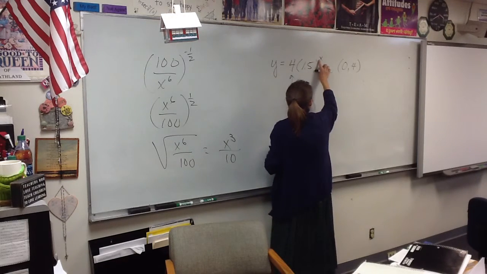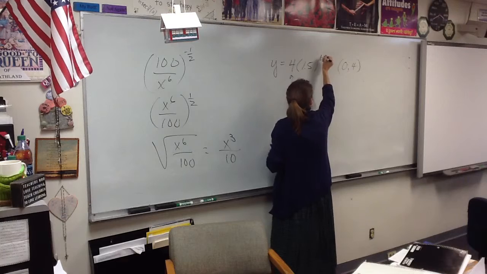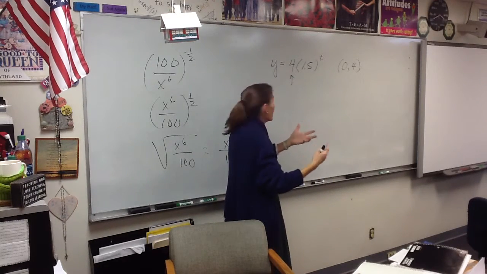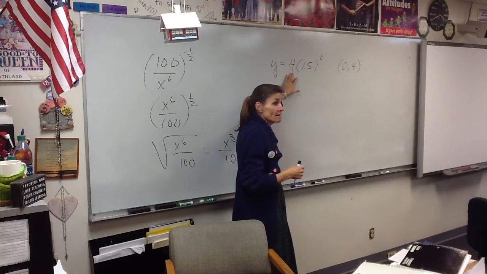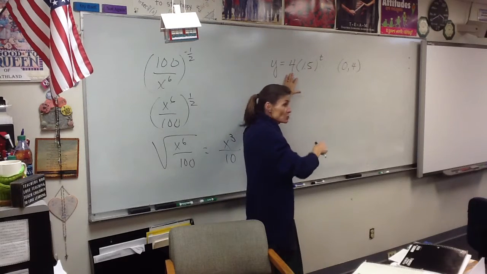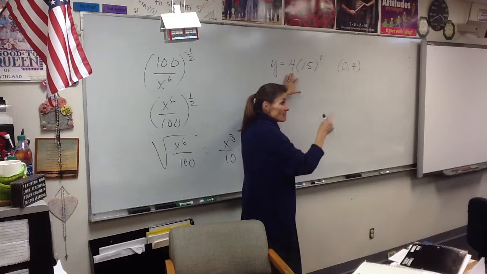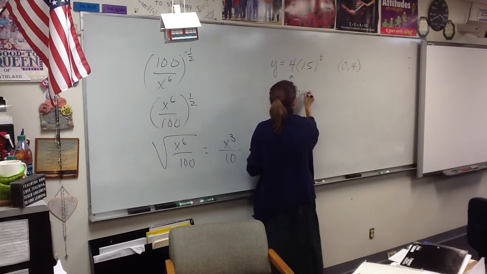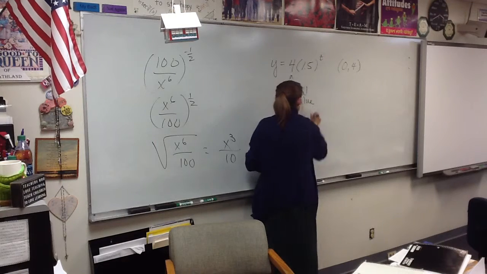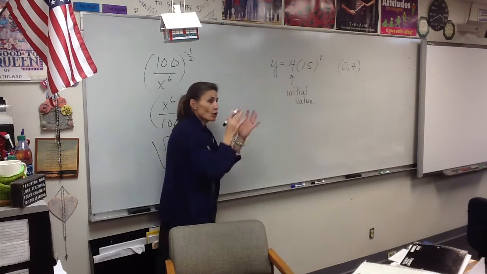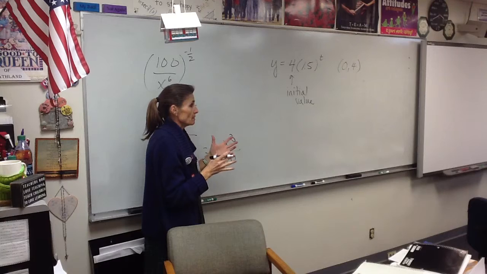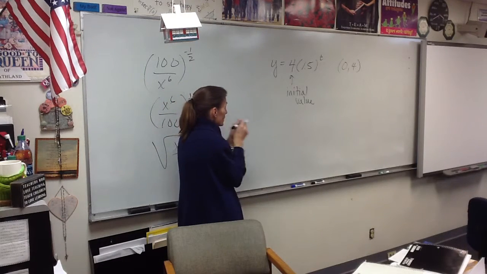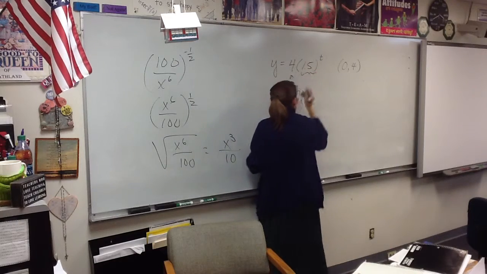So if we think of this maybe as time, maybe our equation has to do with a population that's growing over time, what would that 4 represent? The initial population, the beginning at time 0. So this is often referred to as the initial value. It is the starting point. Now, what does this tell me?